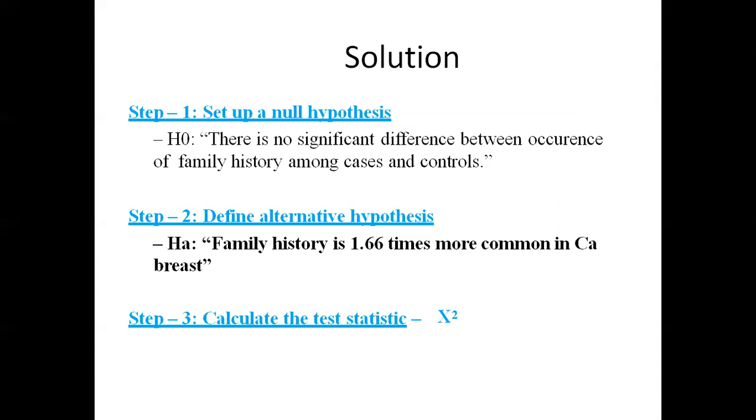Okay. So solution, first of all, step one, set up the null hypothesis. So what is the null hypothesis? That there is no significant difference between occurrence of family history among cases and controls. Means family history of cancer is playing no role. So the null hypothesis is the hypothesis of null, means there is no association, no association between these two variables. Then the alternative hypothesis is that family history is 1.66 times more common in CA breast as compared to the general population.